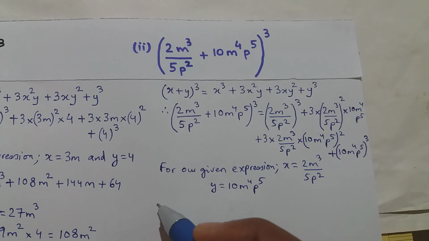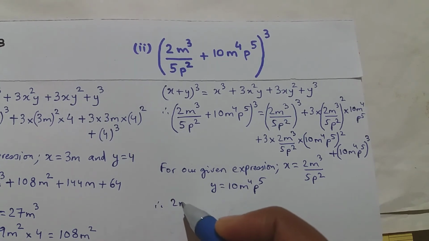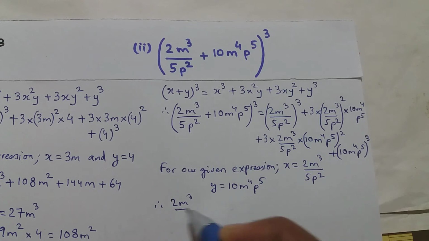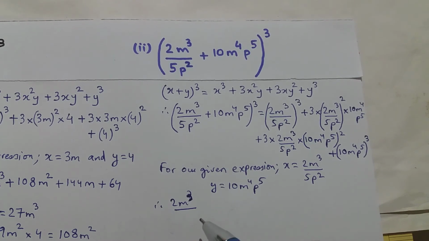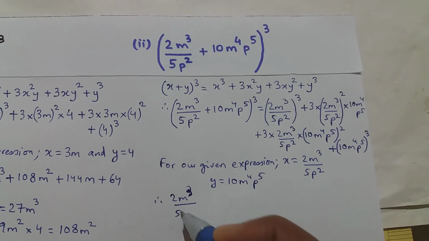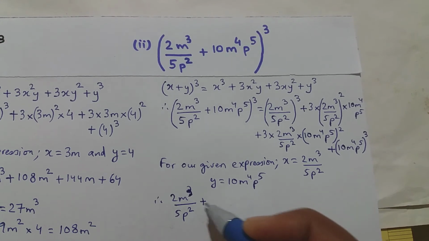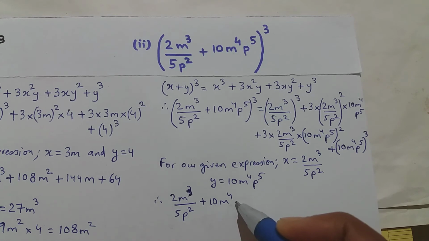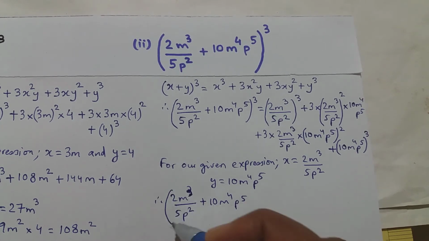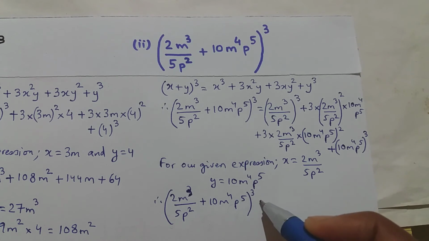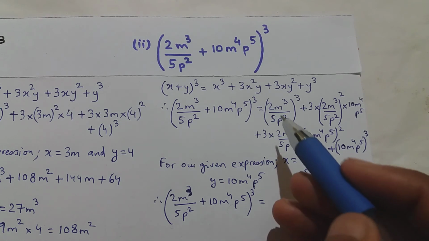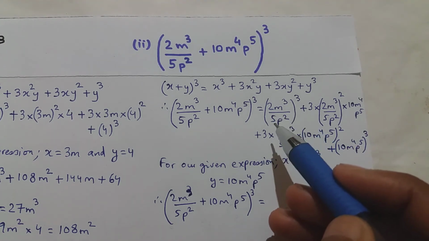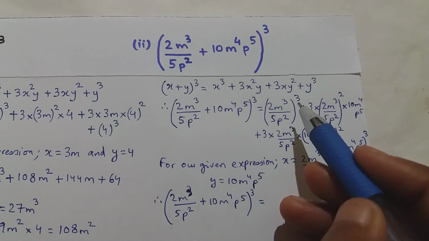So therefore 2m cube upon 5p square plus 10m to the power 4 p to the power 5 whole cube, that is equal to, so first it is 2m cube upon 5p square whole cube.